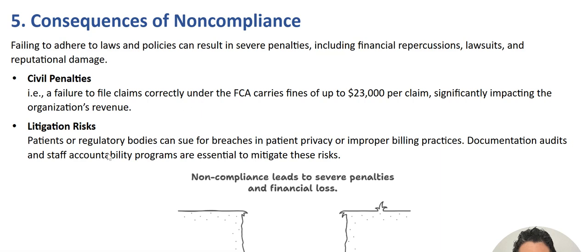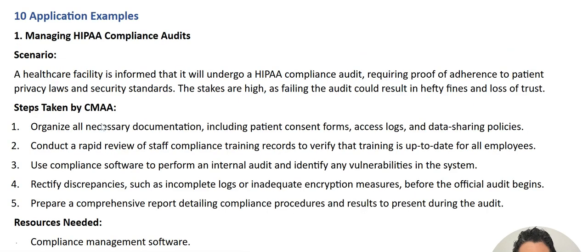Litigation risks. Patients or regulatory bodies can sue for breaches in patient privacy or improper billing practices. Documentation audits and staff accountability programs are essential to mitigate these risks. And here is a diagram on non-compliance leading to severe penalties and financial loss. Then we have the application examples here.